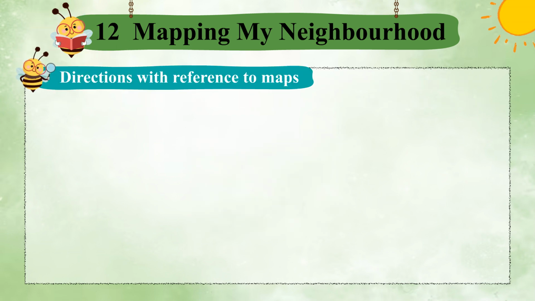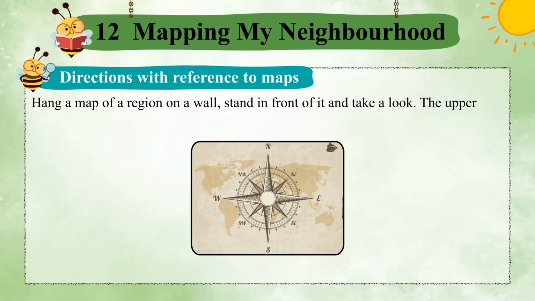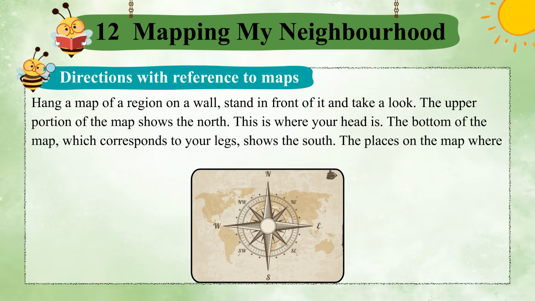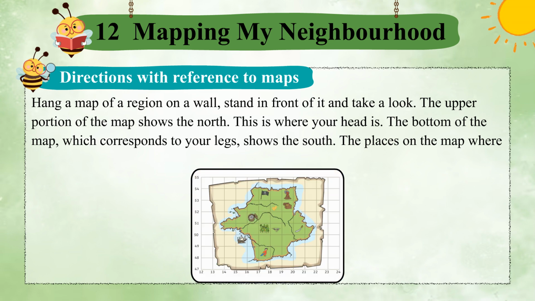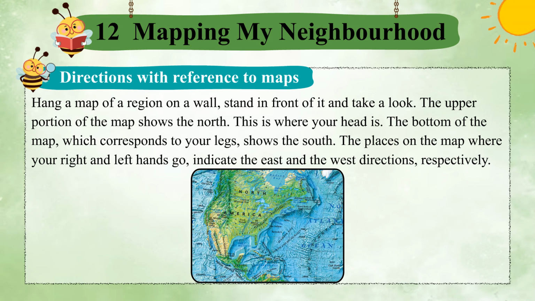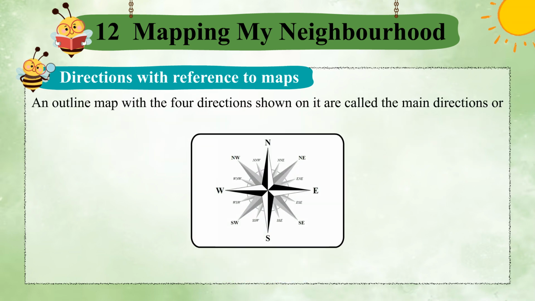Directions with reference to maps. Hang a map of a region on a wall, stand in front of it, and take a look. The upper portion of the map shows the north. This is where your head is. The bottom of the map, which corresponds to your legs, shows the south. The places on the map where your right and left hands go indicate the east and the west directions, respectively. An outline map with the four directions shown on it are called the main directions or cardinal points.